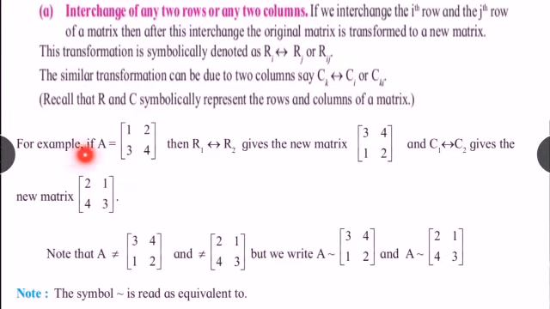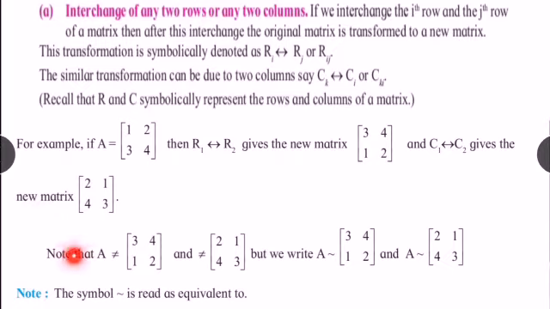For example, if matrix A has first row 1 2 and second row 3 4, then R1 interchange R2 gives the new matrix: first row is 3 4 and second row is 1 2. And C1 interchange C2, column first interchange column second, gives the new matrix: column first is 1 3 and column second is 2 4 becomes column first 2 4 and column second 1 3.